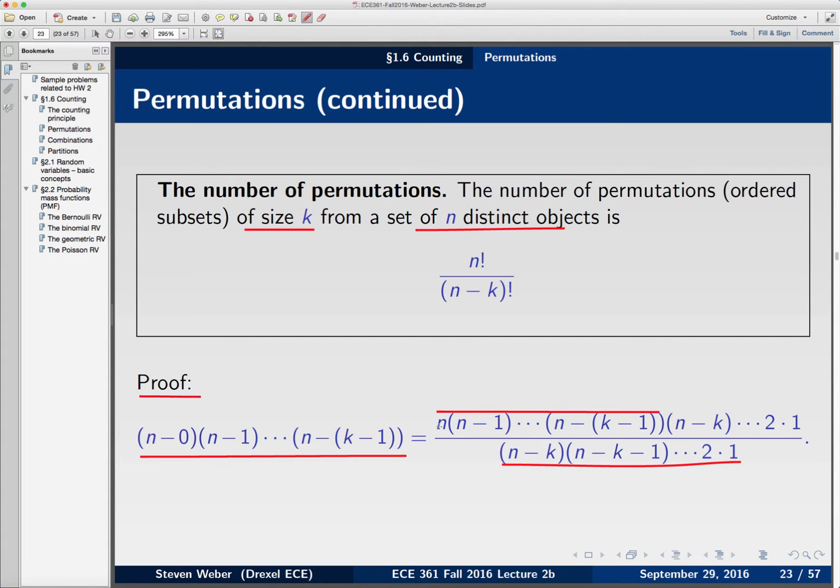But now let me look at this numerator in a different way. I have each of the numbers from 1 to n multiplied here, so of course this is n factorial. In the denominator, I have each of the numbers from n minus k down to 1 multiplied together, so this is n minus k factorial.